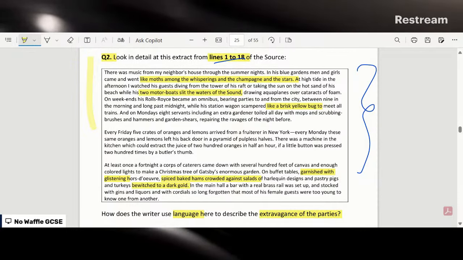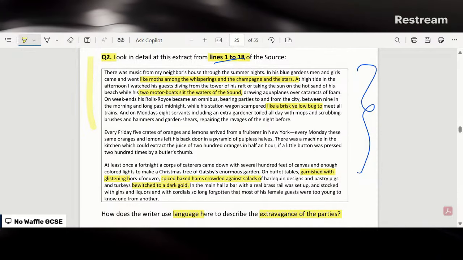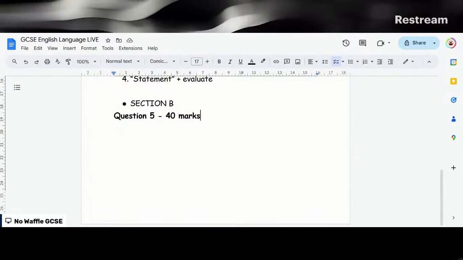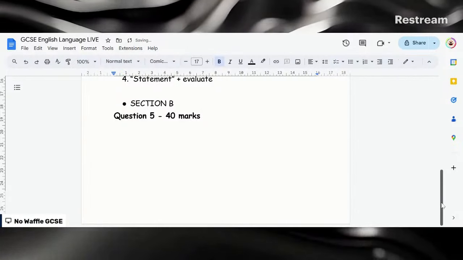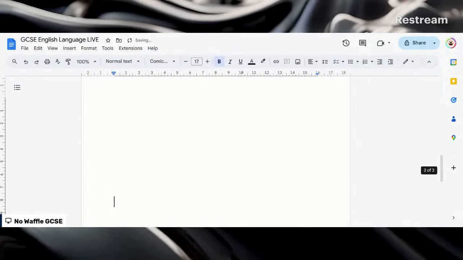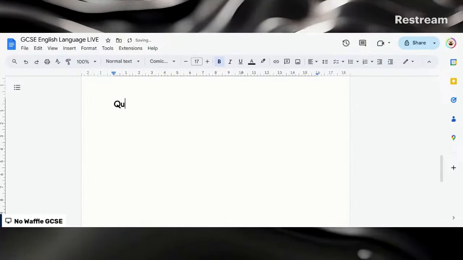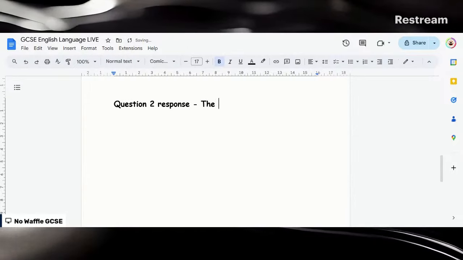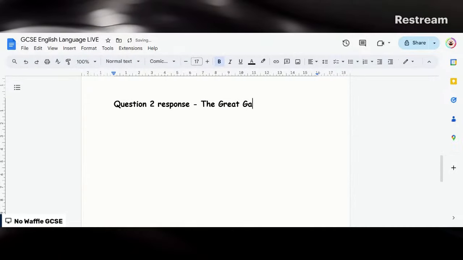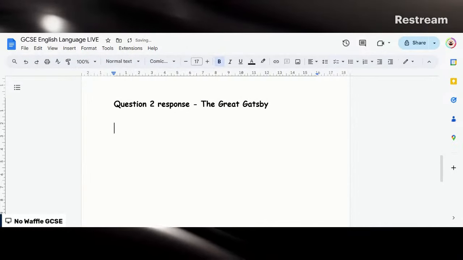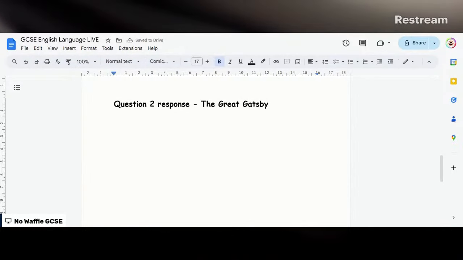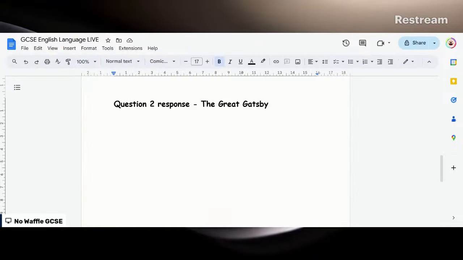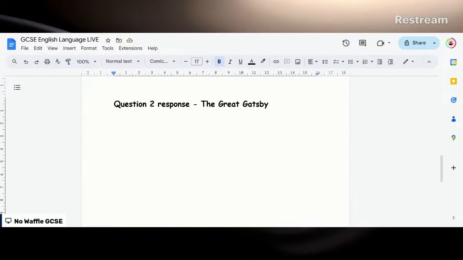So you want to dive straight in when you're responding. Here, let's go to question 2, practice. Okay, so question 2, response. I'll publish this document on my website so you can use it if you want to review it. So, The Great Gatsby. What is the question again? The question is, how does the writer use language to describe the extravagance of parties?